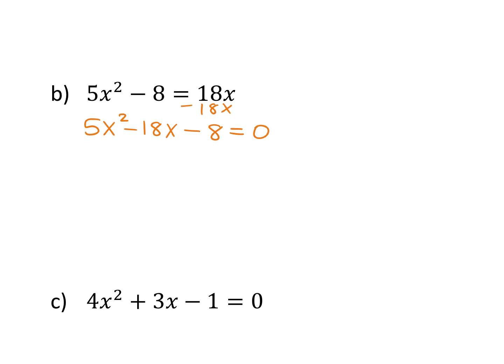1, 2, 3. Mine found the left one first. Sometimes it'll find the right one first. It does not matter. So you get x equals negative 0.4. Write that down in your notes. x equals negative 0.4. And then what do you do next?